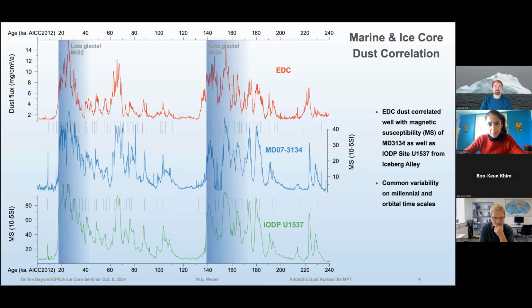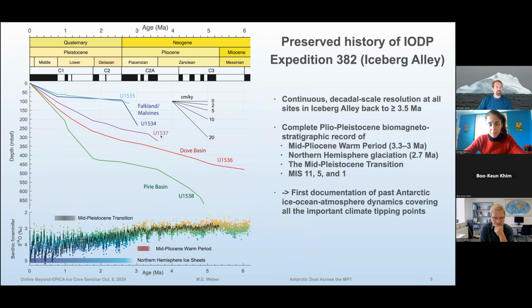So let me show some results of our IODP expedition 382. The main 3 sites we retrieved are here: 1537, 1536, and 1538. The important thing is they all reach past the mid-Pleistocene warm period. And that is important to study all the warmer than present day climate variability, and also the development of the Northern Hemisphere glaciation, and also the development across the mid-Pleistocene transition. So we provide with this expedition, and specifically our star site 1537, which I will report here, the first documentation of the past Antarctic ocean atmosphere dynamics, covering all the important climate tipping points.